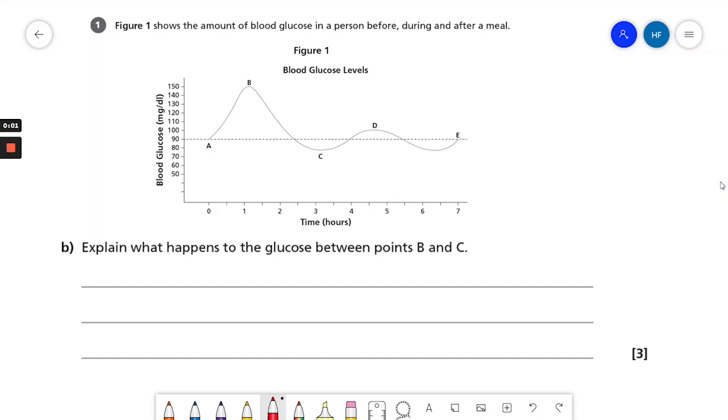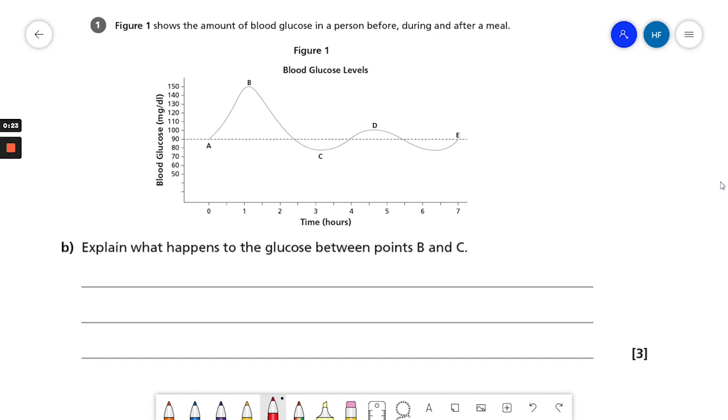Let's have a go at this exam style question. The question says, Figure 1 shows the amount of blood glucose in a person before, during and after a meal. And then we have a figure 1 showing blood glucose levels. Part B says, explain what happens to the glucose between points B and C. And there are 3 marks available.